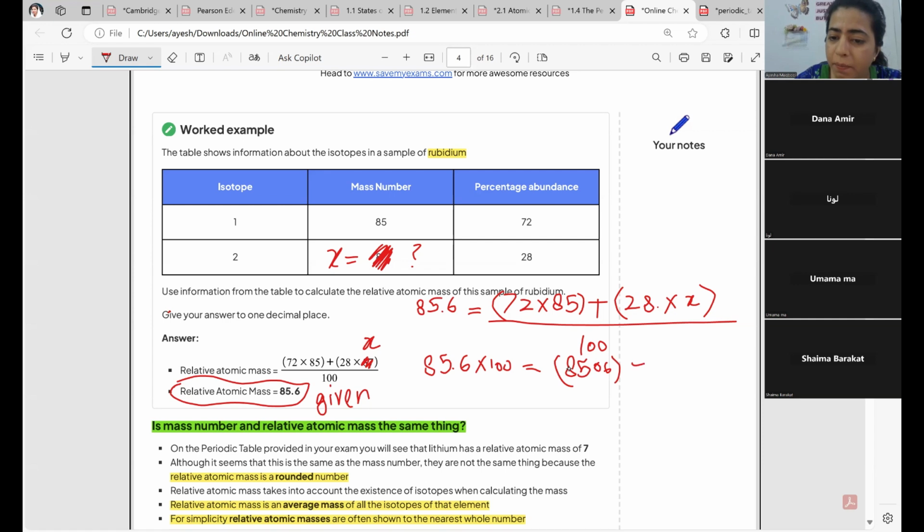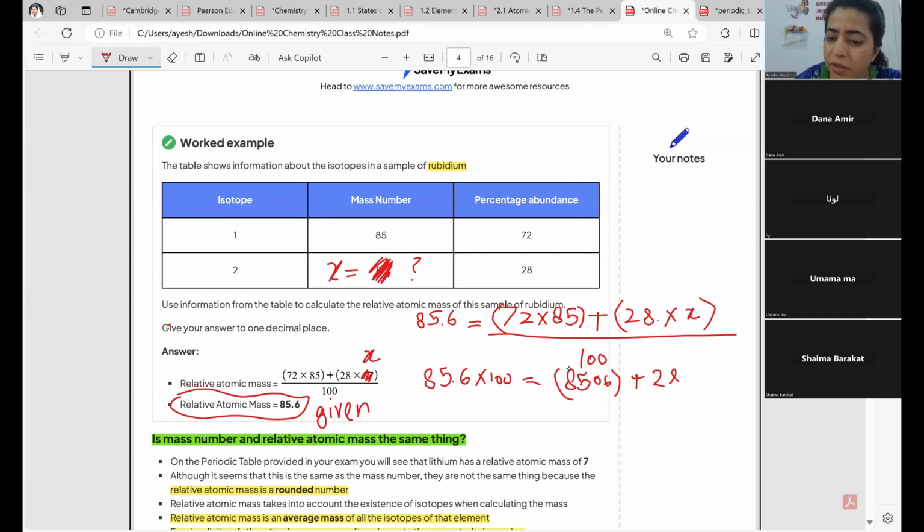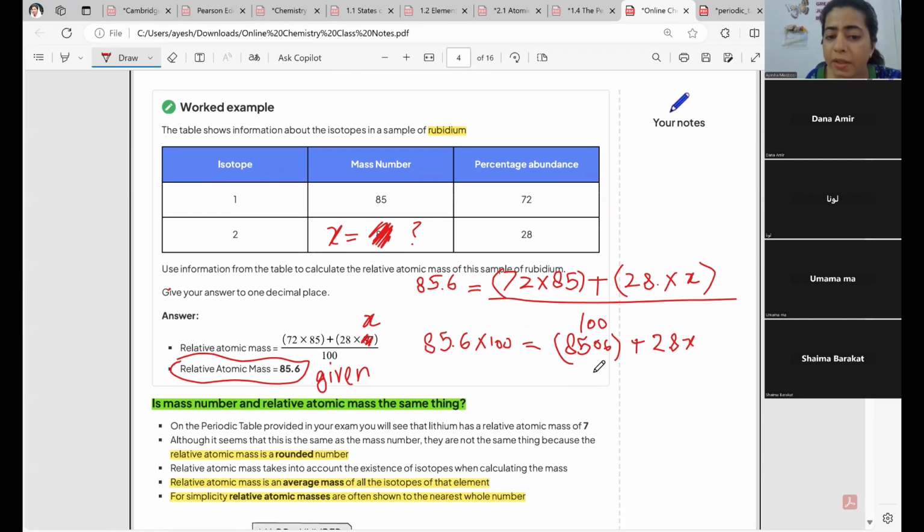Plus 28x. This will just multiply. 8,560 is equal to 8,506, as you said, plus 28x. Now this number is added here, so it will go on the other side and subtract.